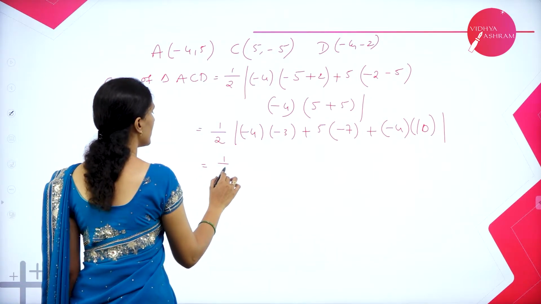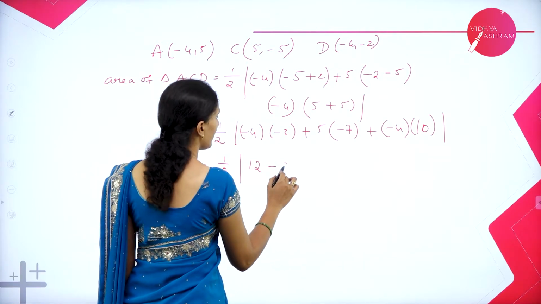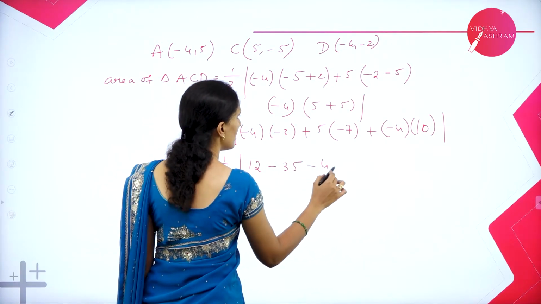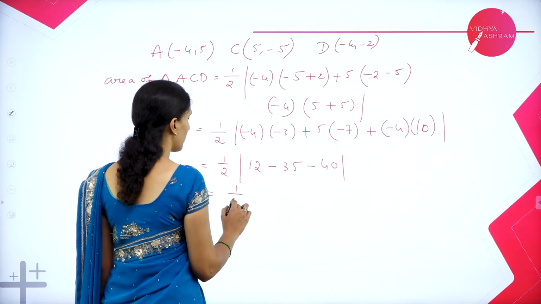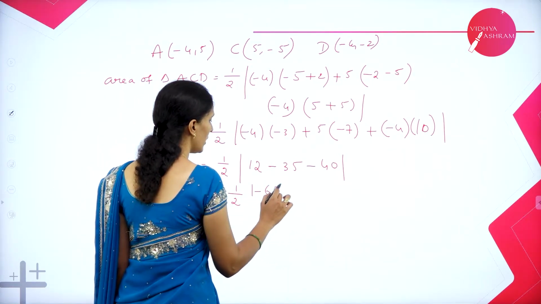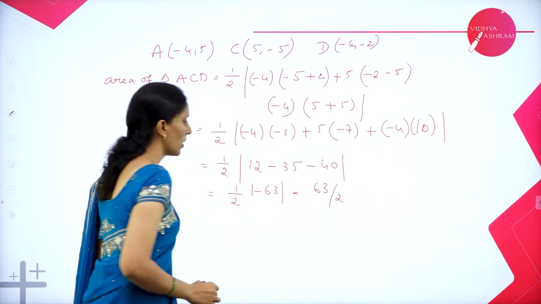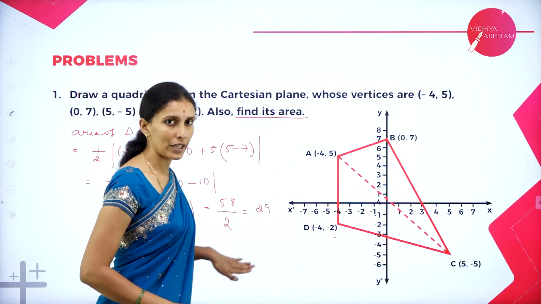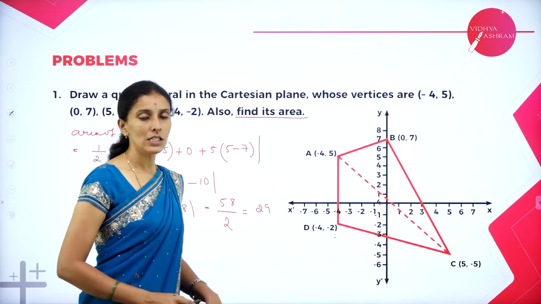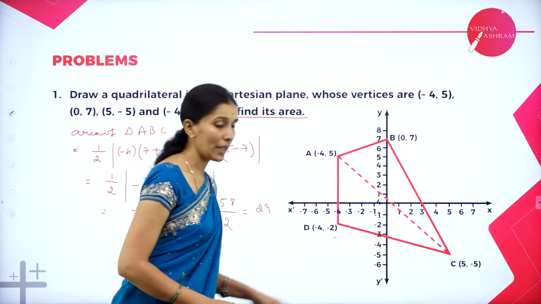So calculate it. 4 3s are 12, 5 7s are 35 minus 40. So you will get it as half minus 63. Remove the modulus. So 63 divided by 2. Now we have got the area of two triangles. The first triangle is 29 and the second triangle is 63 by 2. We will add to find the area of a quadrilateral ABCD.